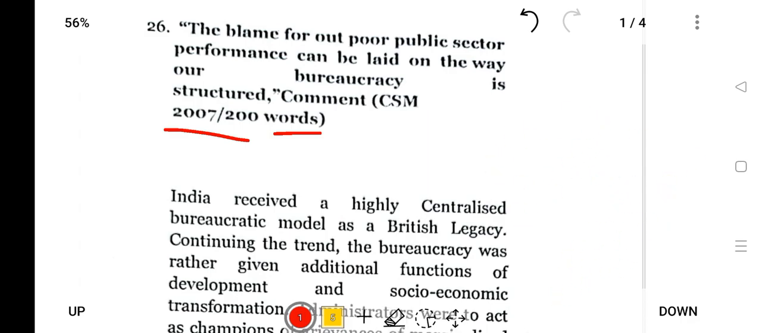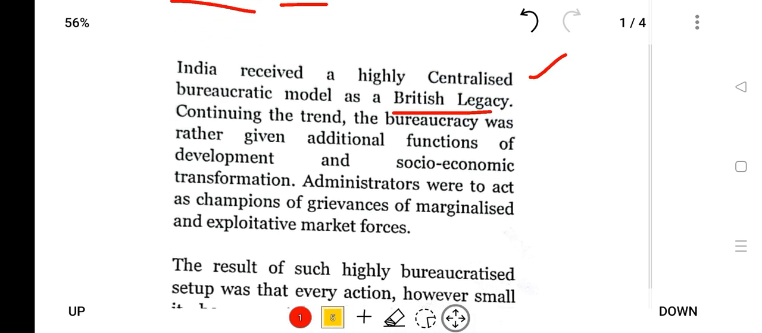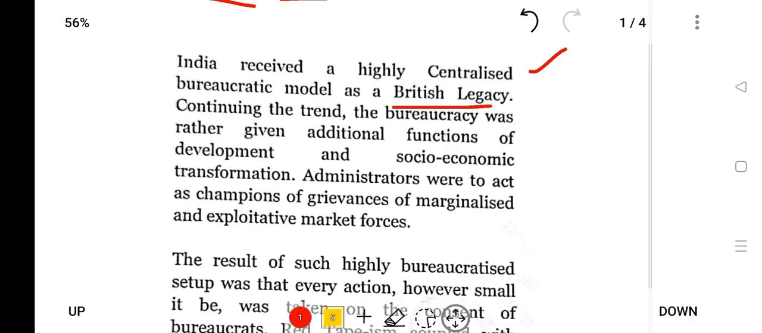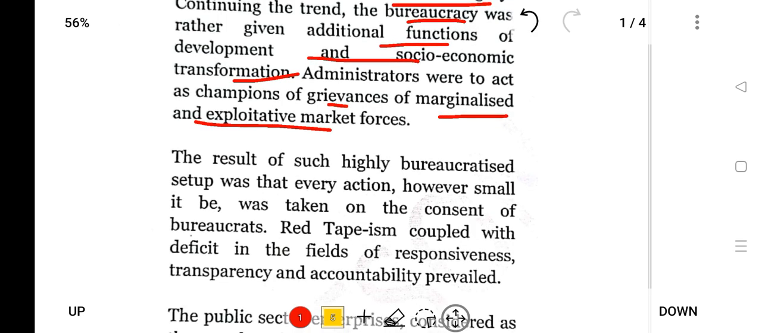Now if you look at the answer: India received a highly centralized bureaucratic model as a British legacy. That means power is concentrated at the center and, as we go down, there is less power. Continuing with this trend, the bureaucracy was given additional functions of development and socio-economic transformation. Administrators would act as champions of the grievances of the marginalized against exploitative market forces. The result of such a highly bureaucratized setup was that every action, however small, was taken on the concept of bureaucracy. That means for any problem, one cannot proceed without bureaucracy. Red tapeism, coupled with a deficit in responsiveness, transparency, and accountability, prevailed.